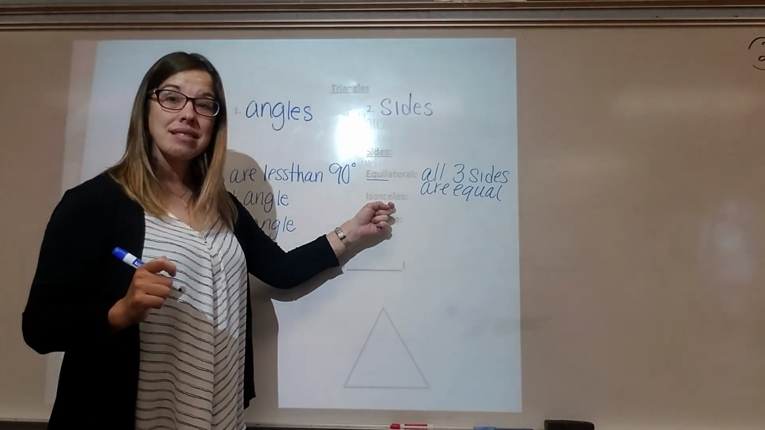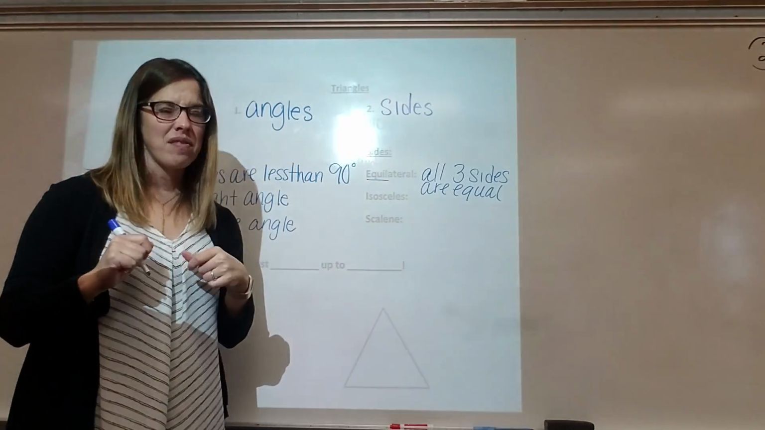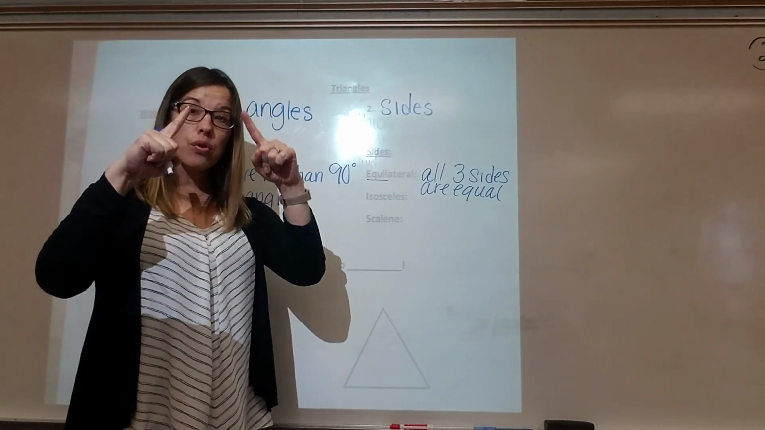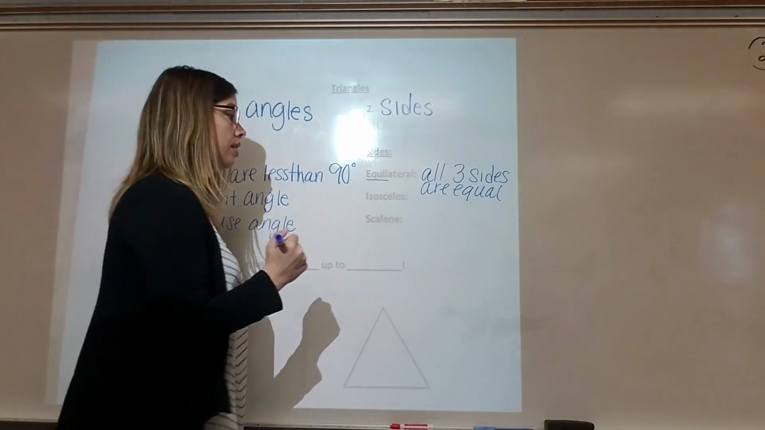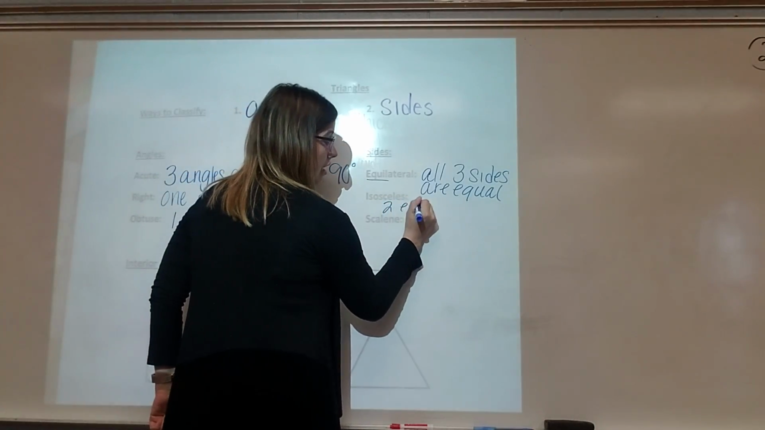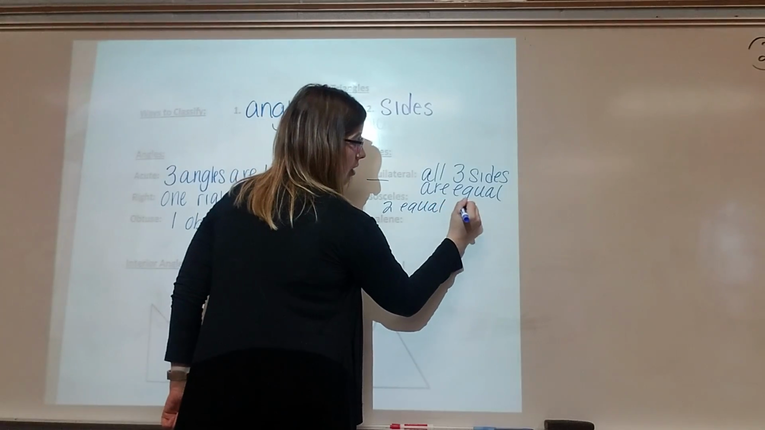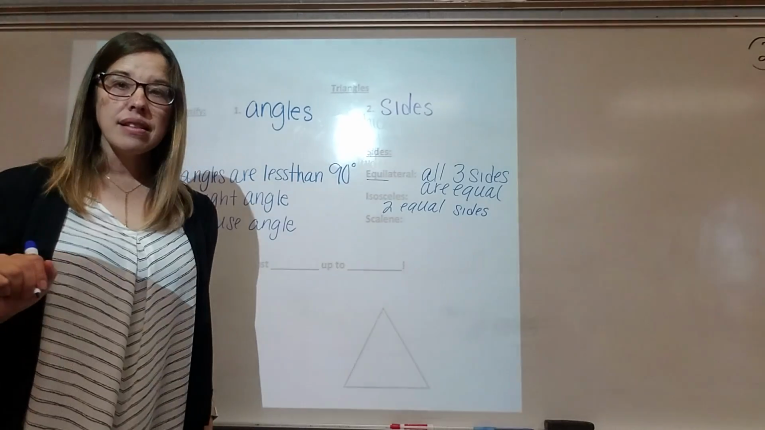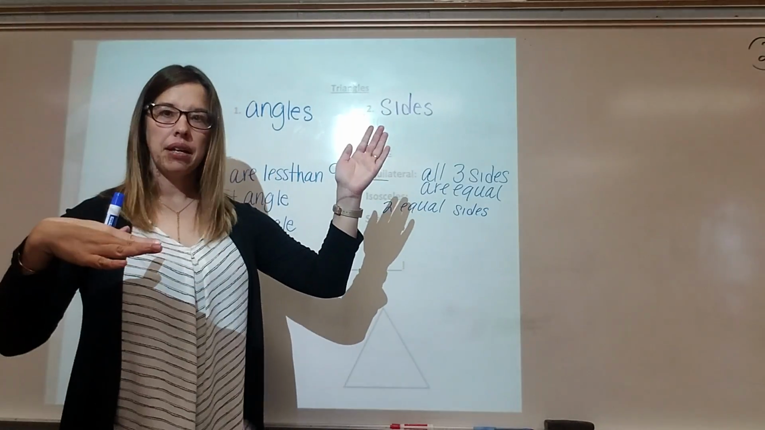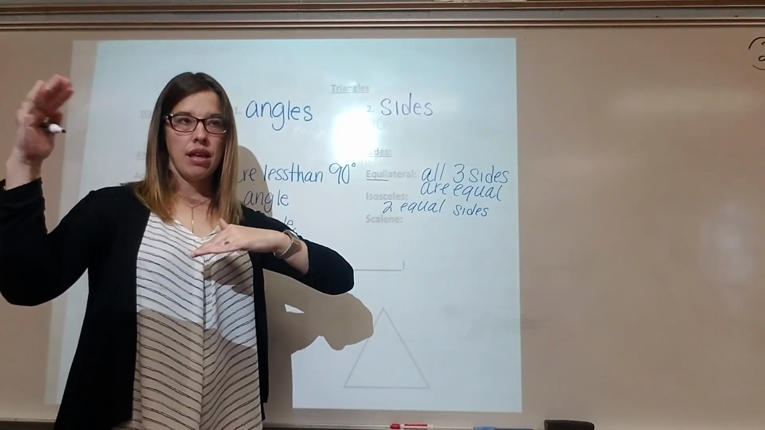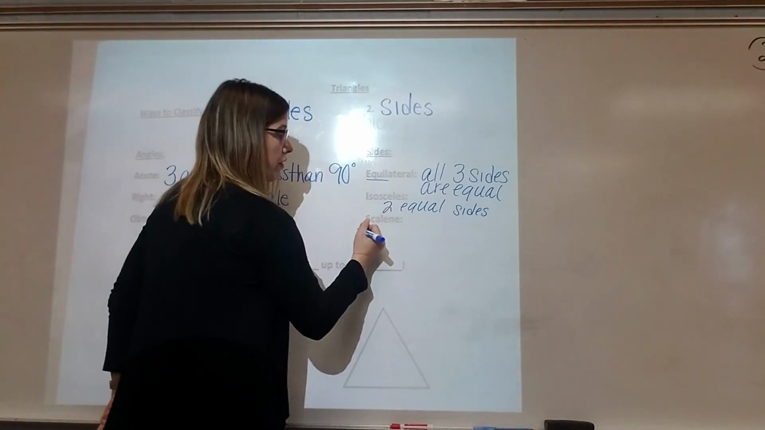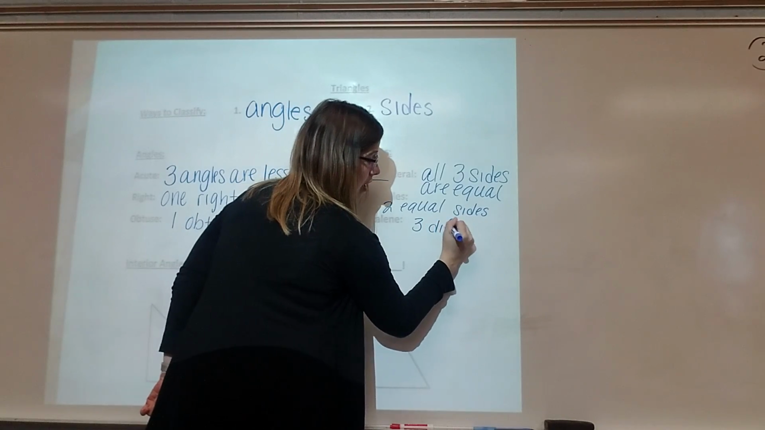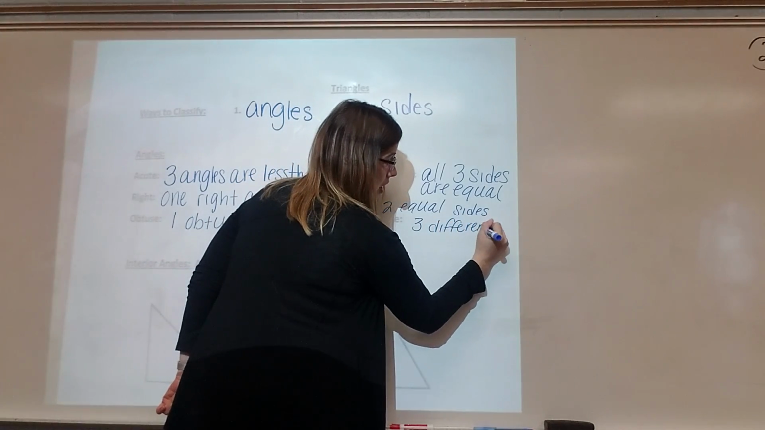Then you have an isosceles. You should know this. Okay? It's a really hard word to spell. But an isosceles has two equal sides. Okay? And then your scalene triangle is a weird one. Okay? All three sides are different. They all have different lengths. Okay? So a scalene triangle has three different side lengths.